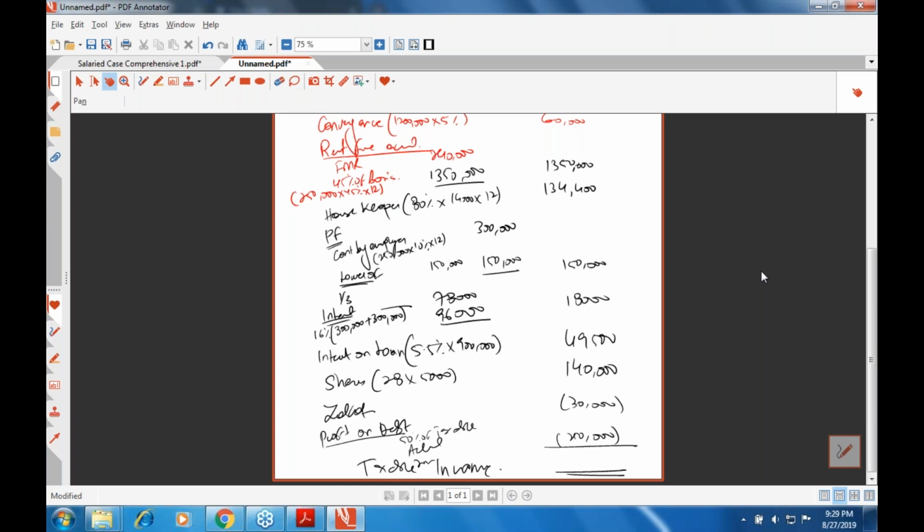Somebody is asking about rent-free accommodation. Okay, so the amount with respect to the rent-free accommodation to be included in salary is the higher of the fair market rent, or 45% of the basic salary plus the dearness of the basic salary. So whatever is the amount that needs to be included, the higher amount needs to be included in the salary.